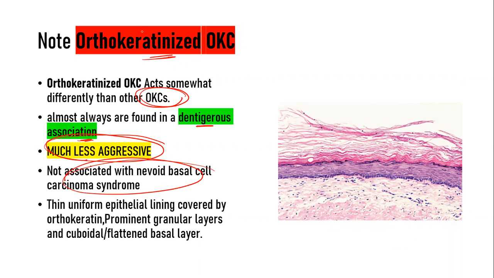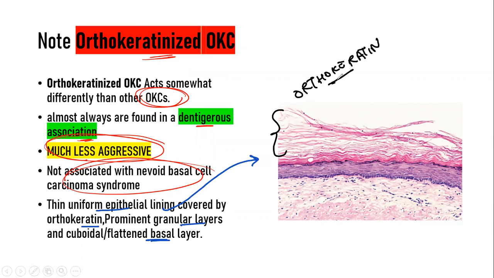And when you look at the histopathology, we see thick uniform epithelial lining covered by orthokeratin with a prominent granular layer and flattened basal cells, right? So the first thing you see here is prominent orthokeratin, which does not retain pyknotic nuclei like parakeratinized epithelium. The second thing you see is that the basal cells are flattened, right? In the parakeratinized variant, the basal cells were tall columnar with hyperpolarized nuclei. In orthokeratinized, they are flattened.